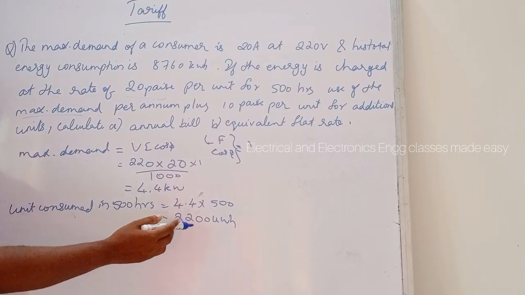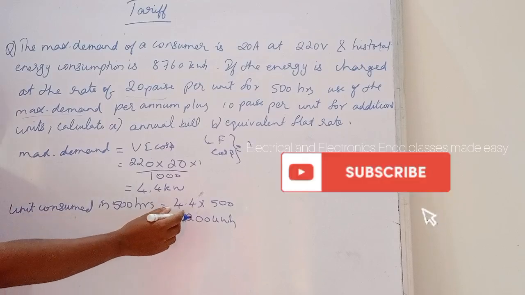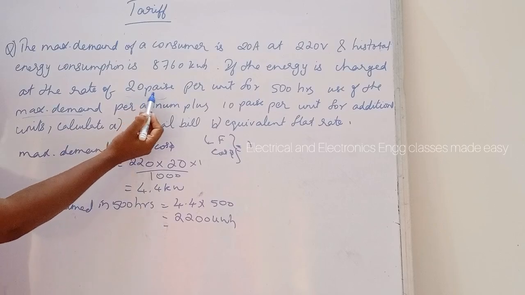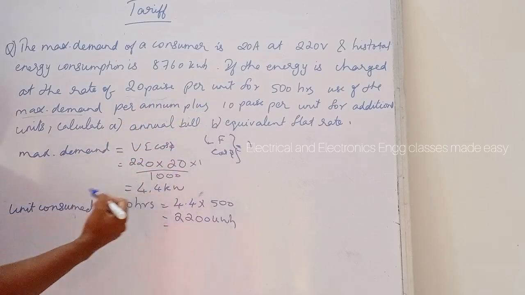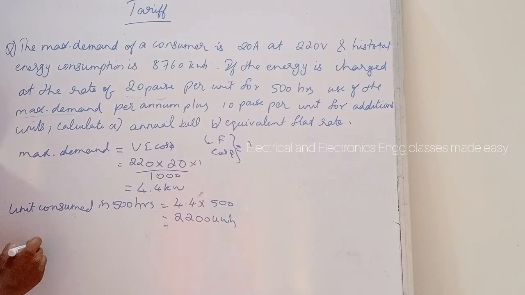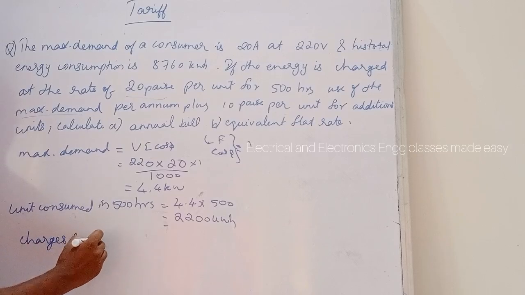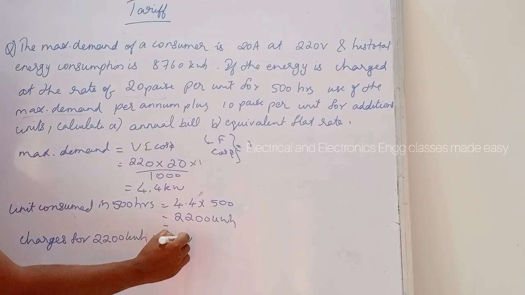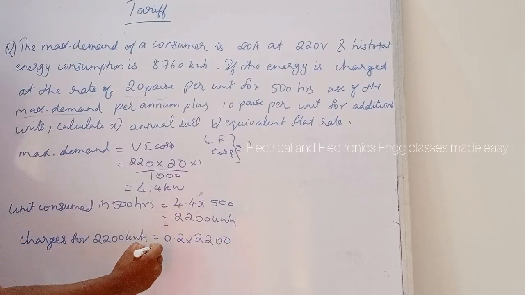Then we have to find the charge for this unit. It is given that 20 paise per unit for this charge. So the charges for this unit of energy is equal to 0.2 into 2200, and that is equal to 440 rupees.